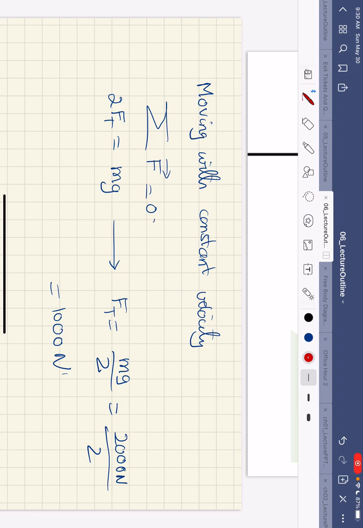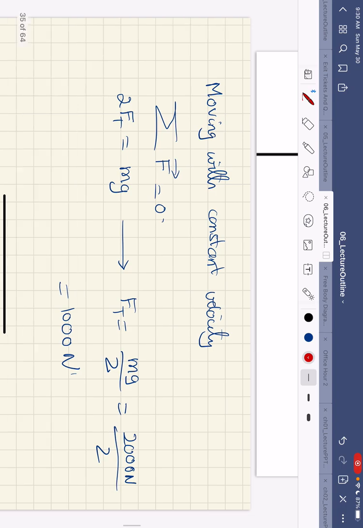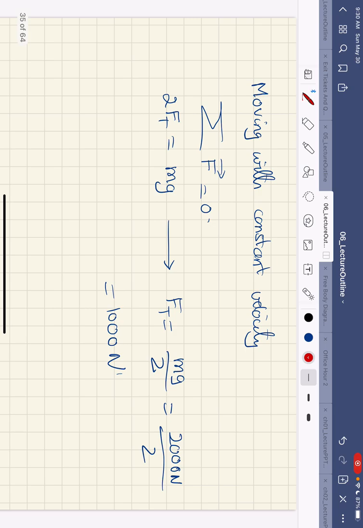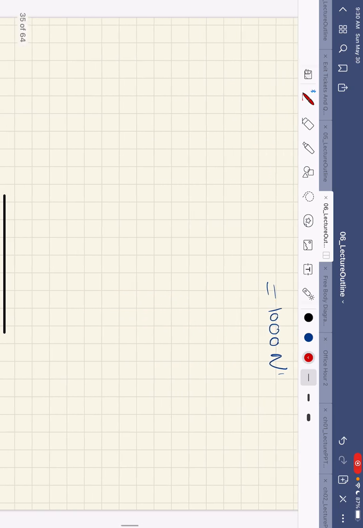Something that I want you to know: depending on the number of pulleys, I will be able to calculate the force needed by counting the number of strings that are going up, and you will be able to reduce the force to 1/2, 1/3. It depends on the setup.